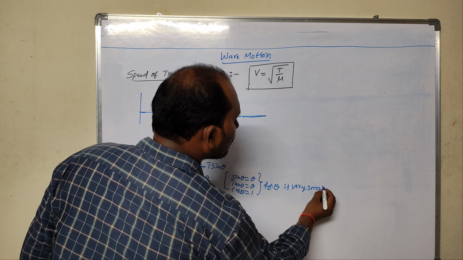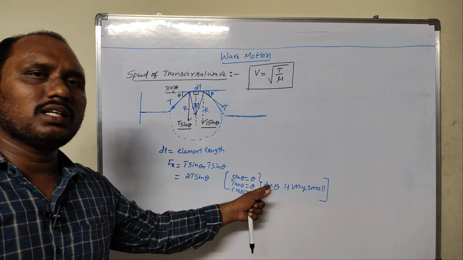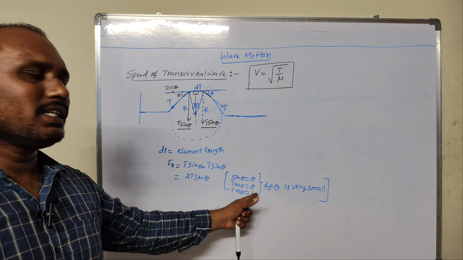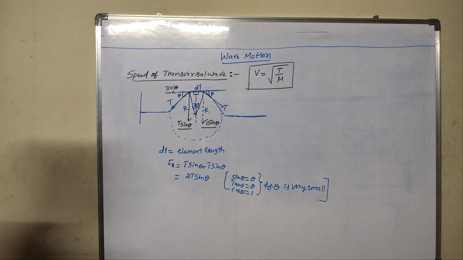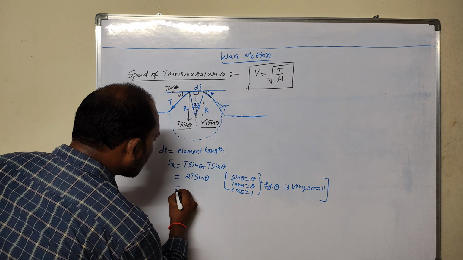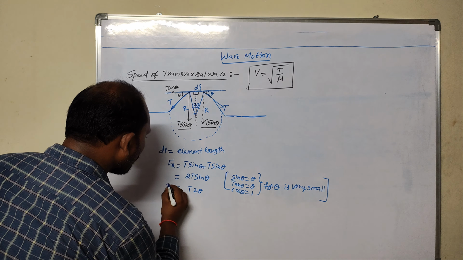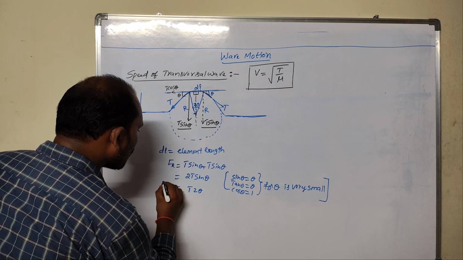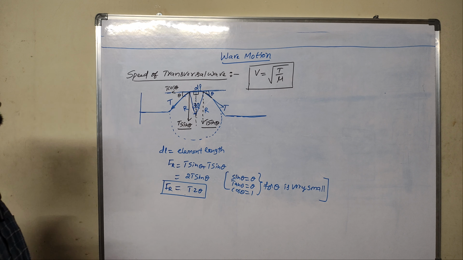For smaller angles, sin theta becomes theta. Tan theta becomes theta. Cos theta becomes 1. So according to that logic, now T into 2 theta is Fr. So everybody is struggling.